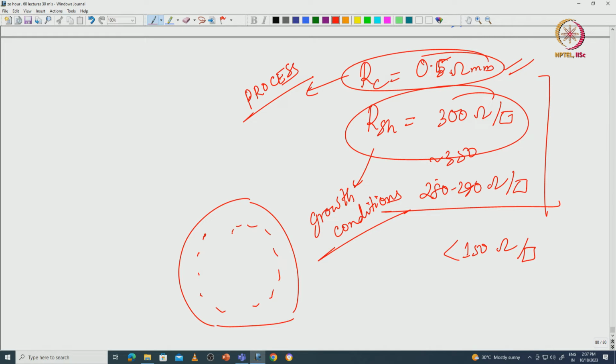It is 300, 305, 302, 310, 297. So, these numbers will be quoted in different parts of the wafer, but the contact resistance is purely process dependent. Depending on the clean room, depending on the process recipe, you are going to get different contact resistances.